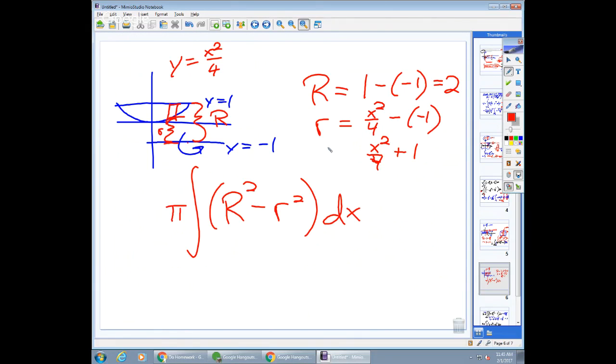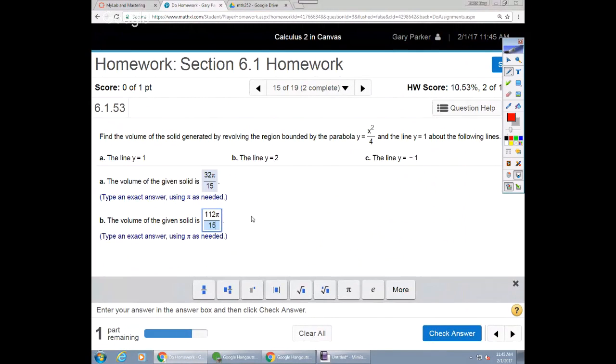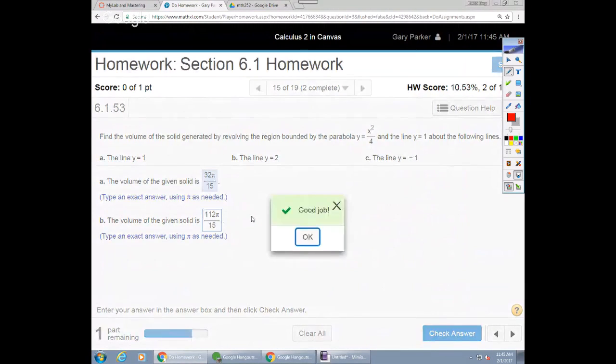All right. So let's plug that number in just for fun. What do we get? 112 pi divided by 15. Woohoo, good job. We should have got a fantastic on that one.